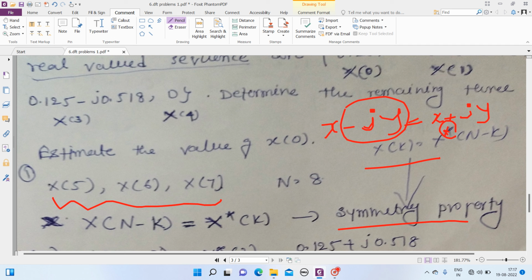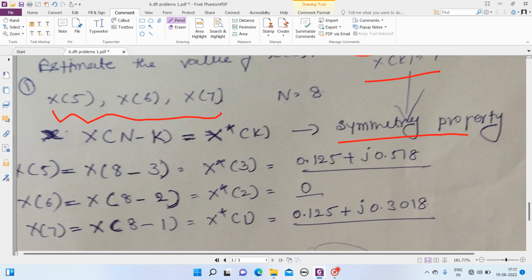X of k is equal to x star of n minus k. So we will look into the problem. See here, x of n minus k is equal to x star of k. N is 8 point, they have given in the problem. K value is 3, because we need to calculate x of 5. This is n point DFT, I mean n is equal to 8. So if you are subtracting 3, then only you will get x of 5, right?